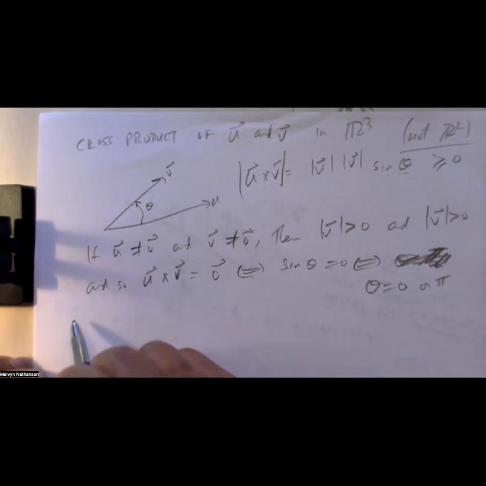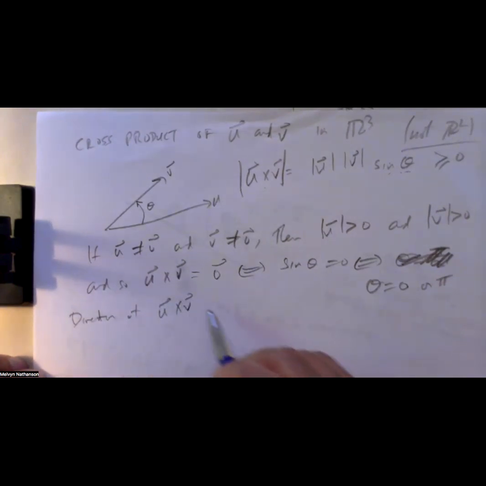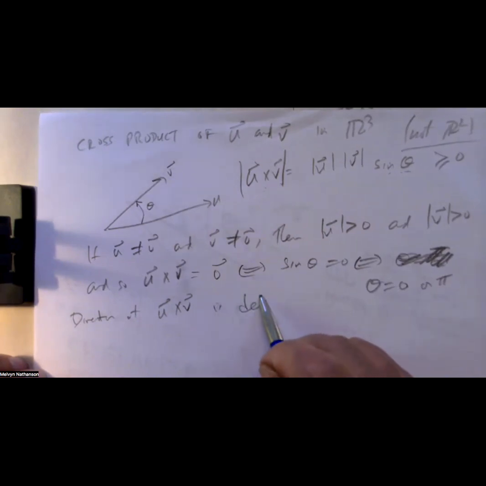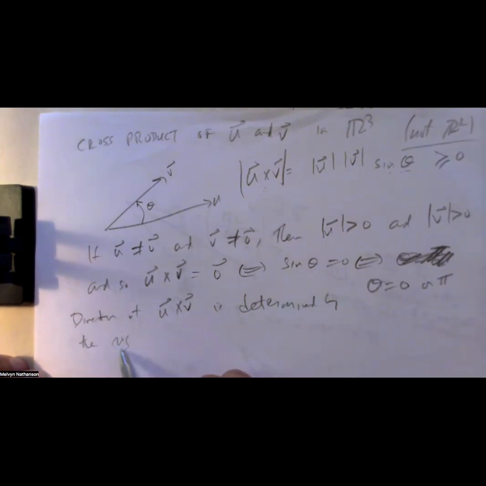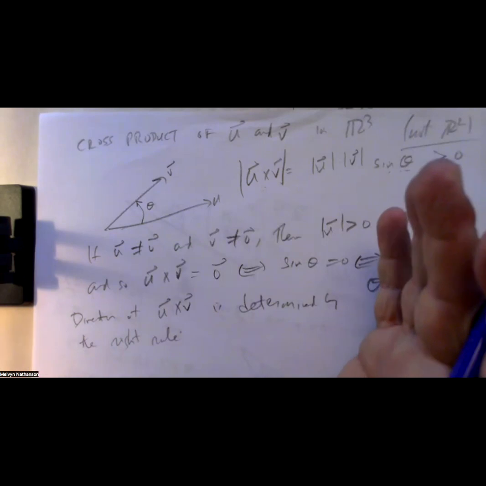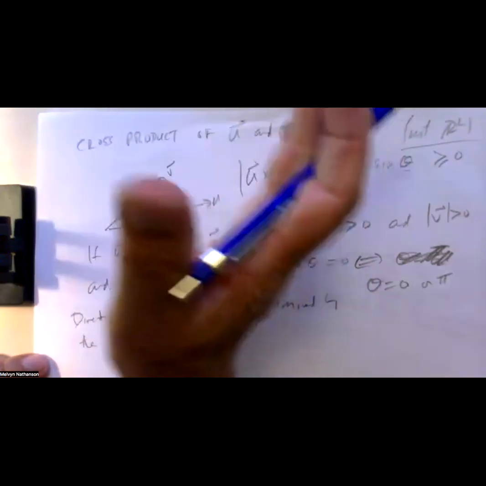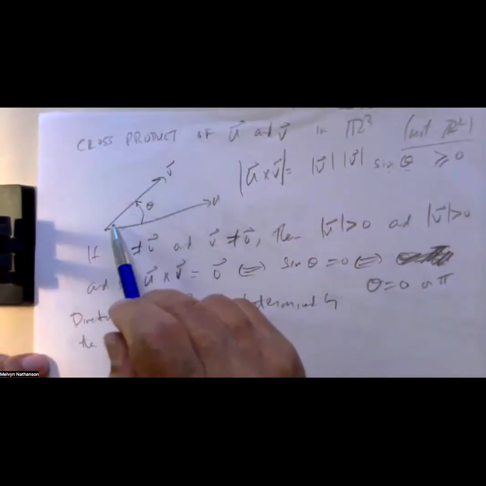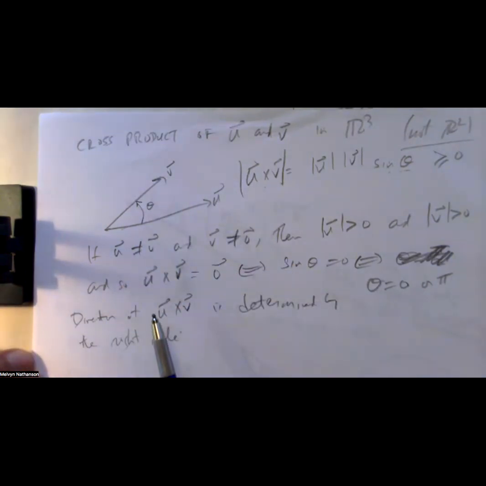But what about the direction? The direction of the cross product is determined by the right-hand rule. Namely, you take the vector u, and imagine placing your hand so that the heel of your hand is at the intersection of these, at the origin. If you rotate u into v, your thumb is pointing in the direction of the cross product.